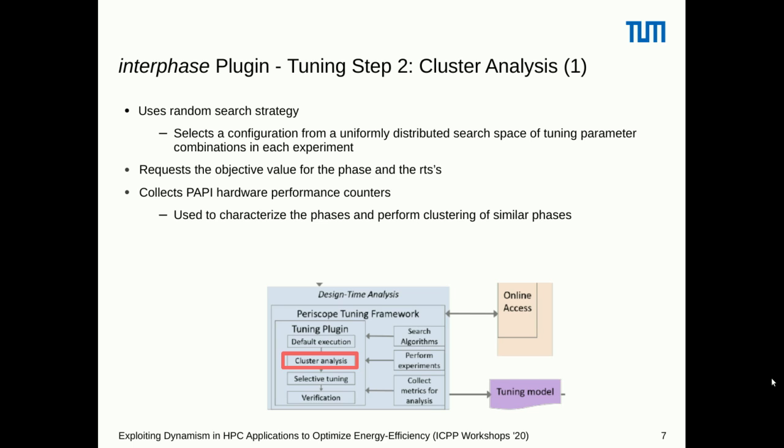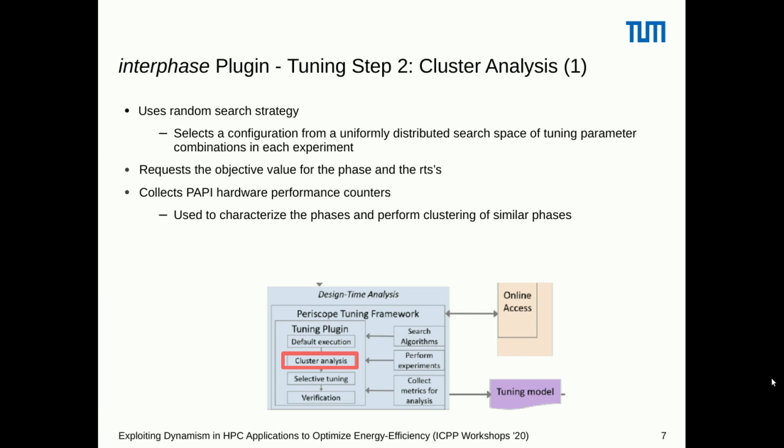The process of determining the best system configurations can be done using an exhaustive search. However, this is not practical since it increases tuning time. To avoid this, we first randomly select a configuration from a search space of uniformly distributed, equally likely combinations of tuning parameters. This prevents the search space from exploding.